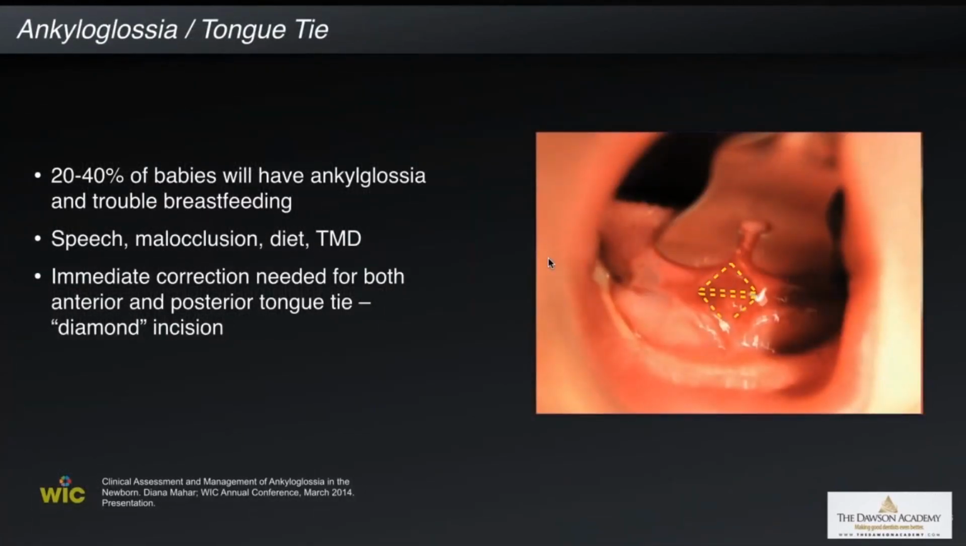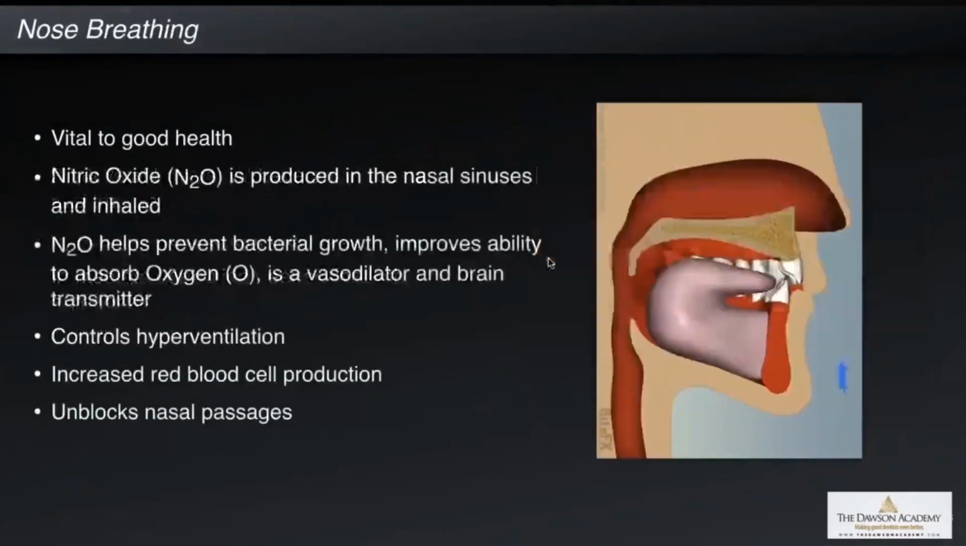A child that has a tongue tie cannot latch on. 20 to 40% of babies have ankyloglossia and they can't breastfeed. Speech, malocclusion, diet, TMD are all issues that they can see later on. Immediate correction is needed, and it's a very easy thing. Laser. There are people that you can get the child to. They just release that tie, no anesthetic or anything else. It's a fairly quick and easy procedure, and now that patient can latch on. And the lactation specialists are very good at identifying these issues.